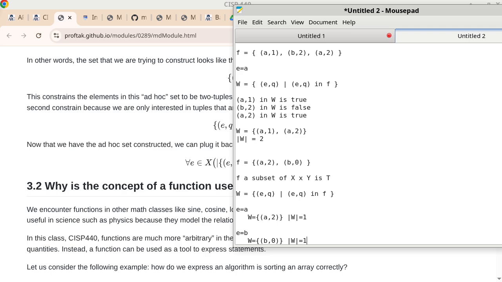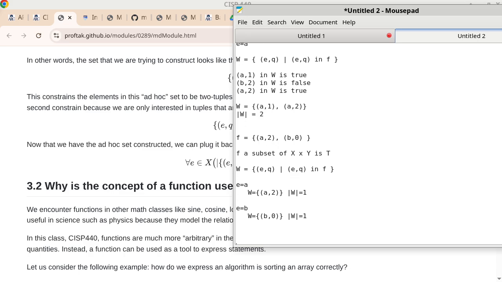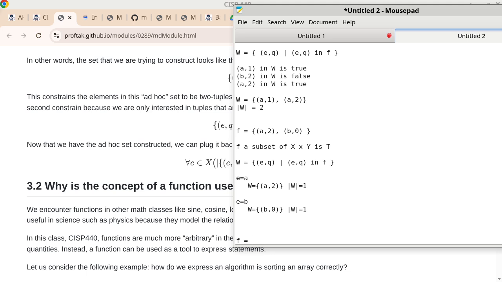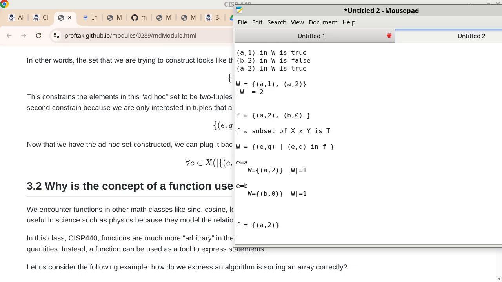If it doesn't equal 1, it does not meet the requirement. Okay, so I'll give you one more example. This time we have A2, and that's it. This is F.